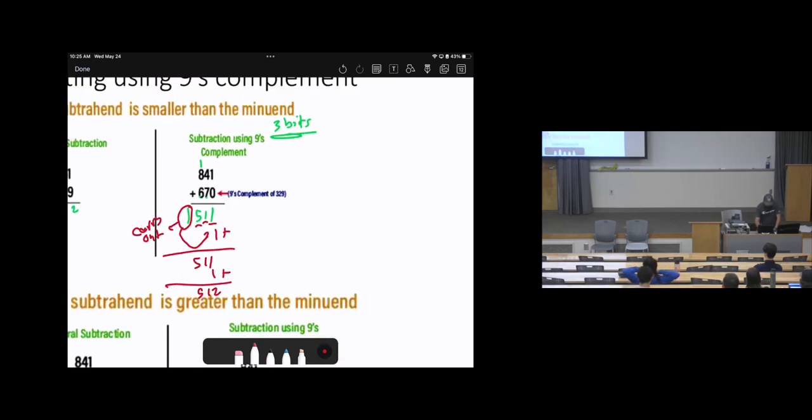I'm going to assume it's the same as 3 bits. So 990 subtract 200. Basically, using the general math, it will be 790, right?